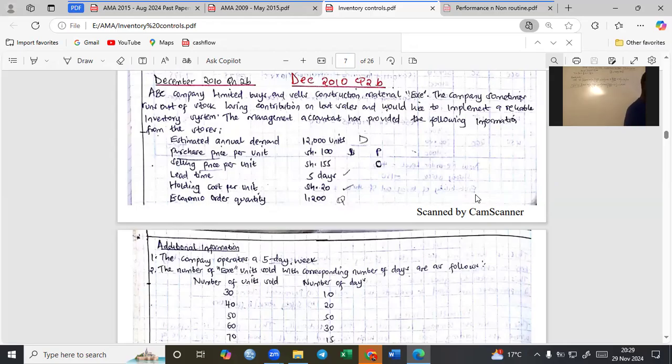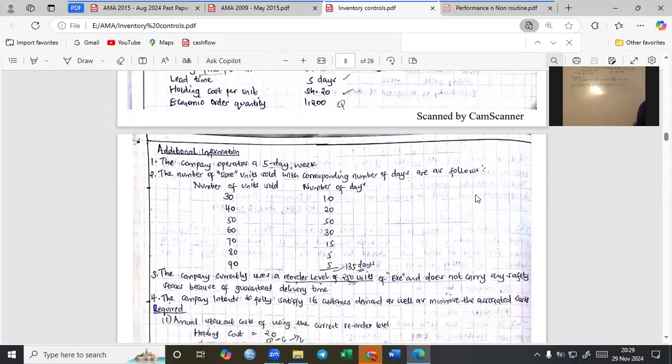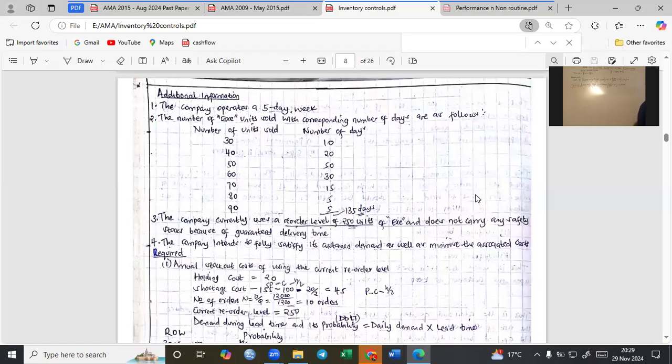The management accountant has provided the following information from the stores: estimated annual demand, purchase price per unit, selling price per unit, lead time, holding cost per unit, economic order quantity. Additional information: the company operates a 5-day week.